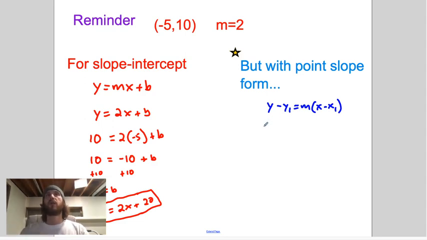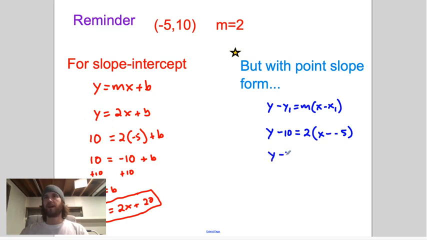Okay, now we plug in the coordinates of the point and the slope at the same time. So we're going to do y minus whatever our y coordinate is. Our y coordinate is 10, so it's y minus 10 equals m, which we know is 2, times x minus x1, which is our x coordinate. But here our x coordinate is minus 5, so we have to include both subtractions there.